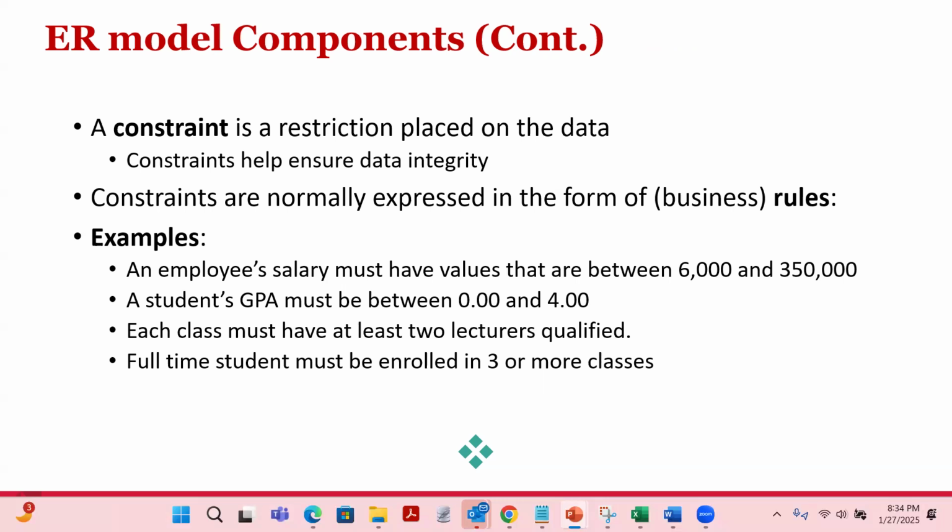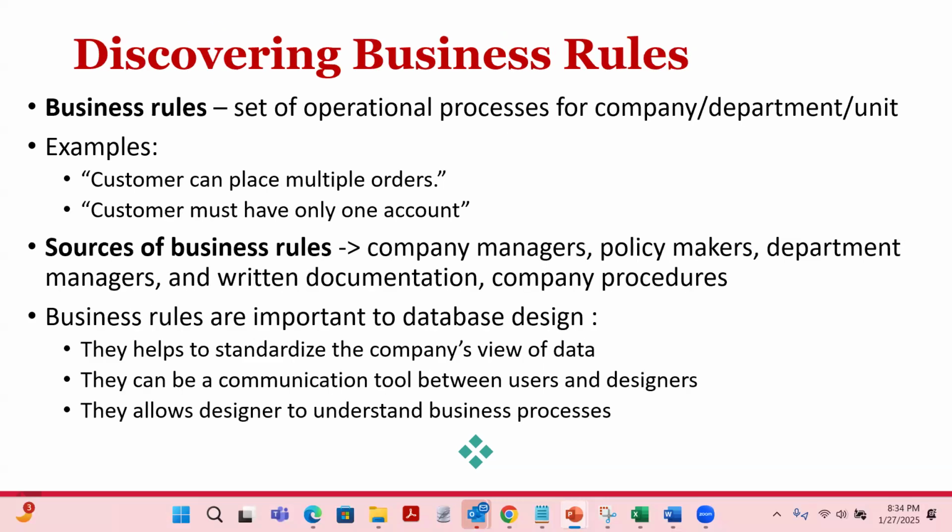Now, let's talk about business rules in more detail. So what is a business rule? It's a set of operational processes or procedures that each company has, and that's how the company or company department operates. For example, a customer can place multiple orders. A customer must have only one account. Those are examples of business rules.